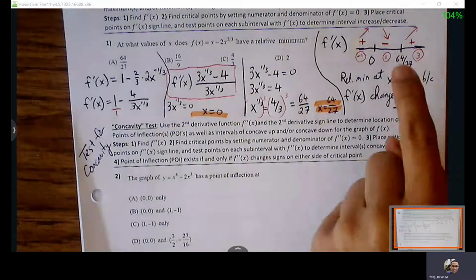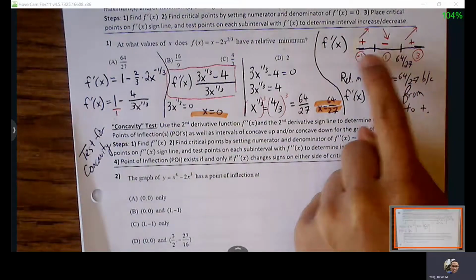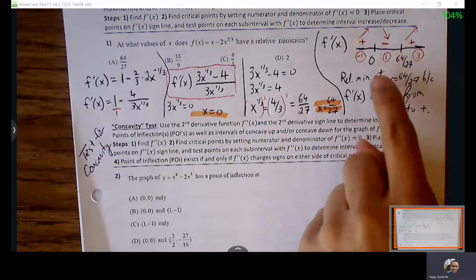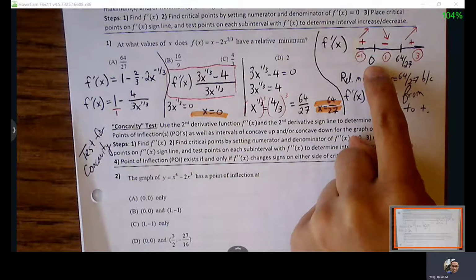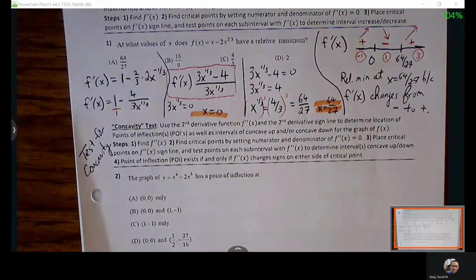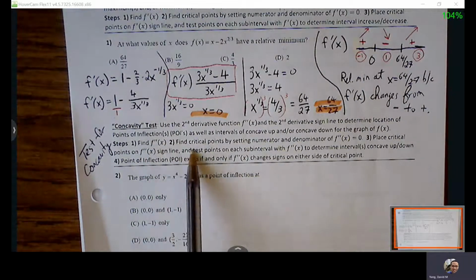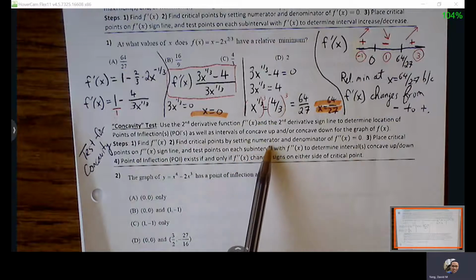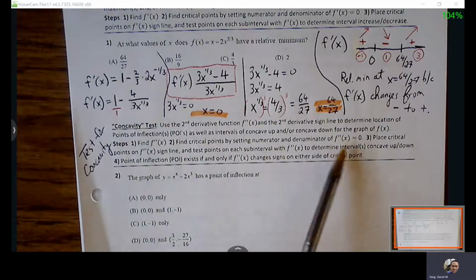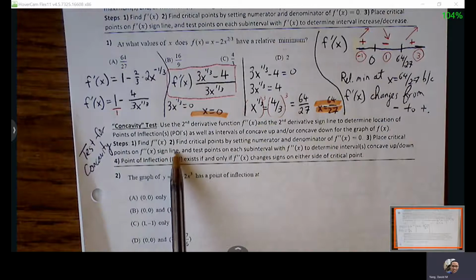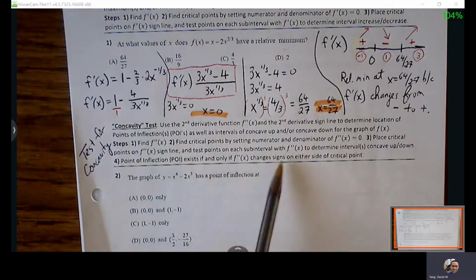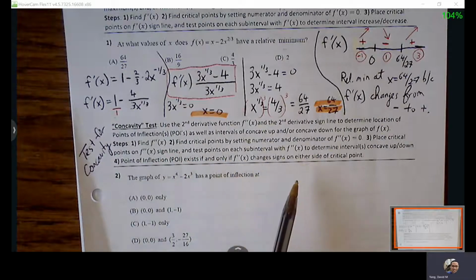Negative second derivative is going to represent concave down. And if there's a change in sign, then this is not a relative max or relative min, it's a point of inflection. So here are the steps. We find f double prime. We find critical points by setting the numerator and denominator of f double prime equal to 0. We place those critical points onto our f double prime sign line. We test each subinterval, and then we find our points of inflection.